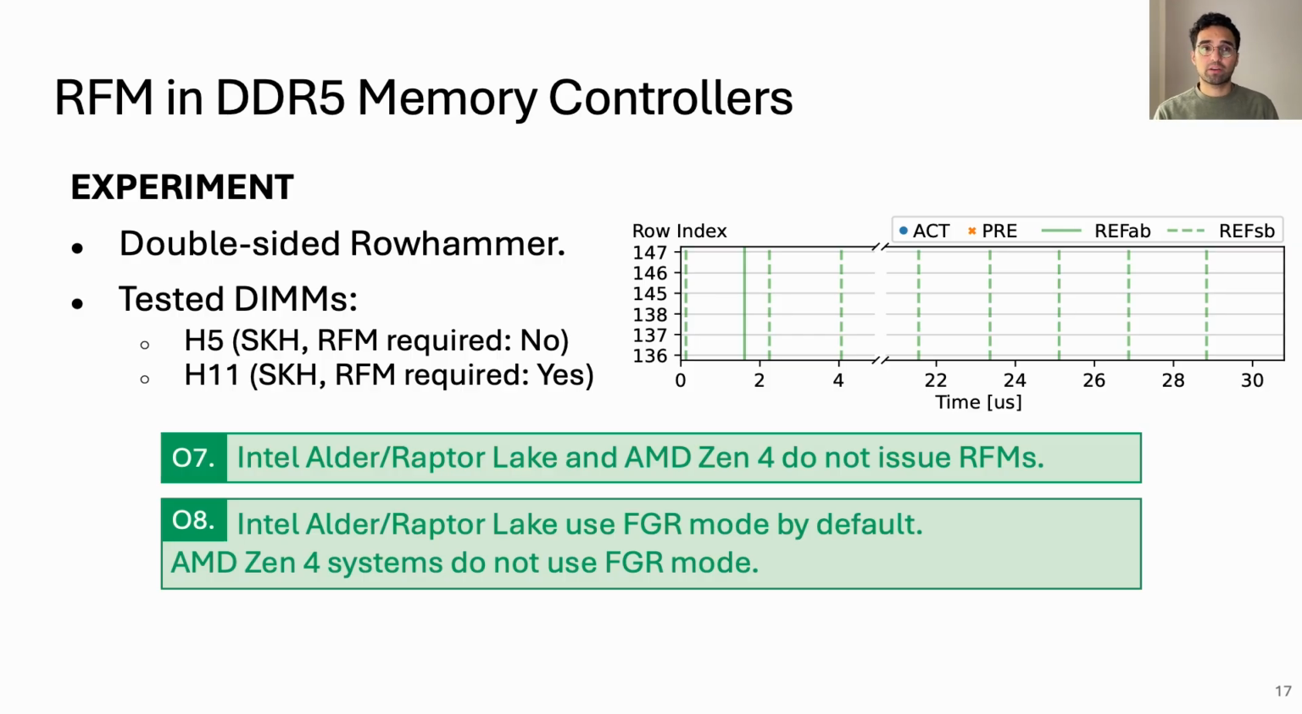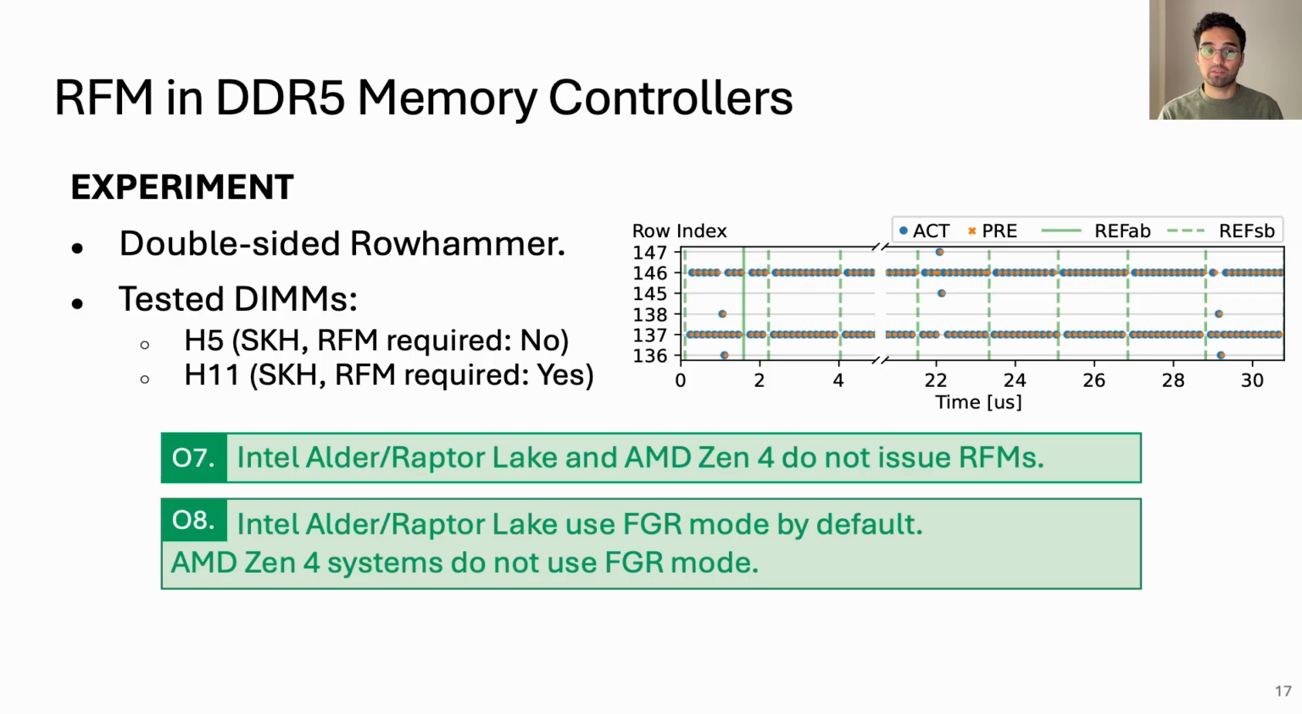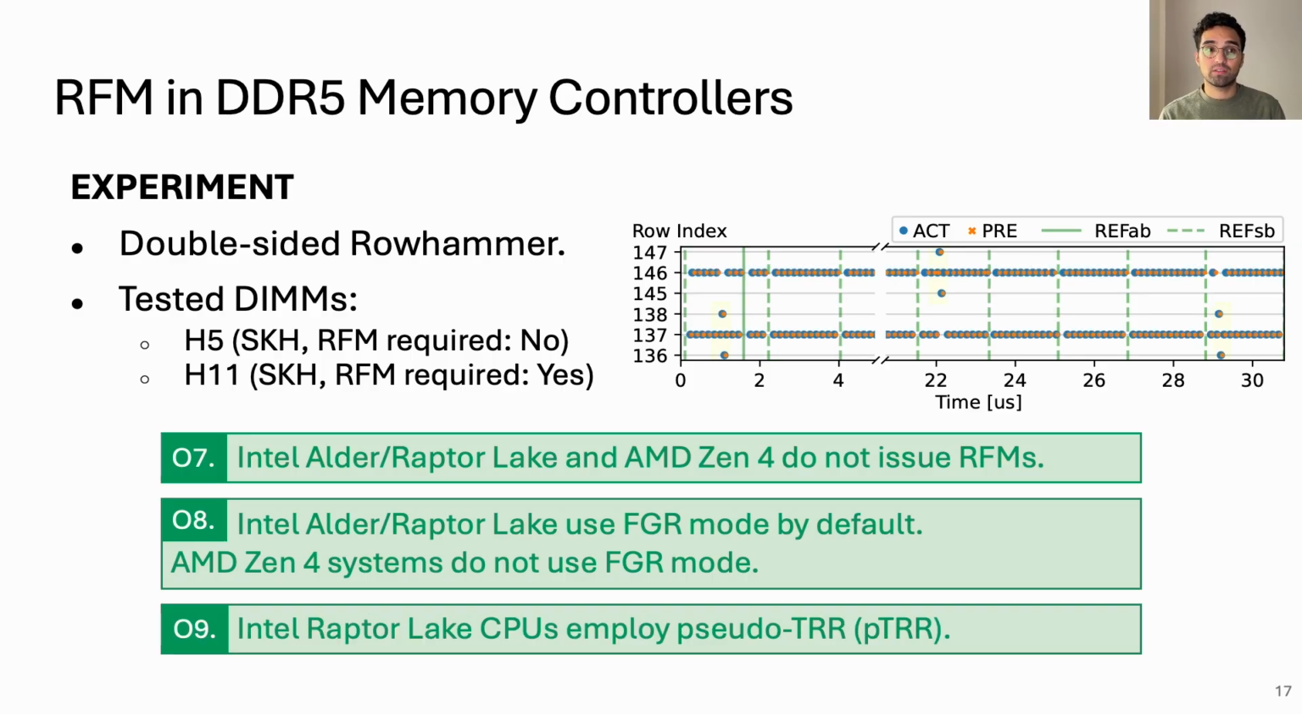Also, we found that aggressor adjacent rows are sometimes activated on Intel Raptor Lake, although our test code never accesses them, which suggests that they are employing the pTRR mitigation in their memory controller.